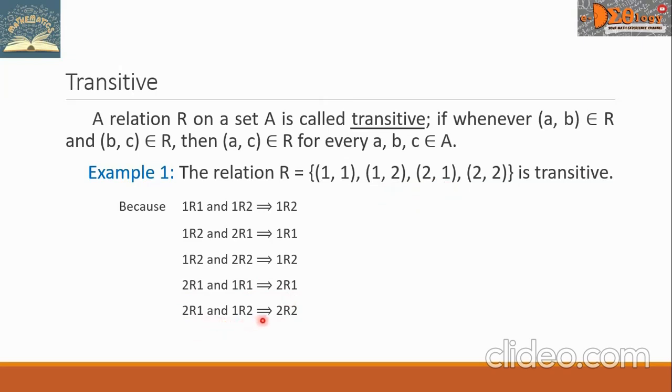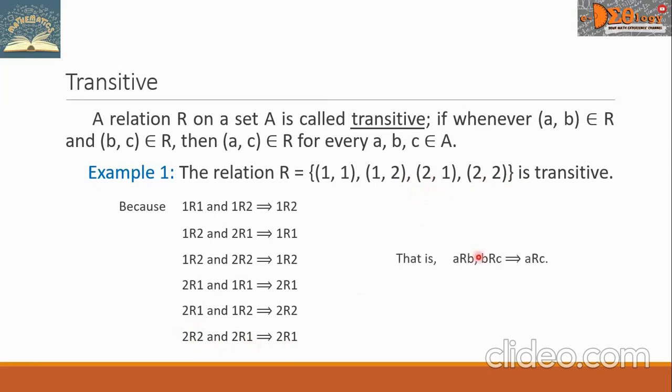It implies that 2 must be connected to 2. So 2 R 2, and we have this ordered pair for this. Next is (2, 2) in connection with (2, 1). So we write 2 R 2 and 2 R 1. It implies that 2 must be connected to 1, and we write 2 R 1, and this 2 R 1 has a corresponding ordered pair in here.